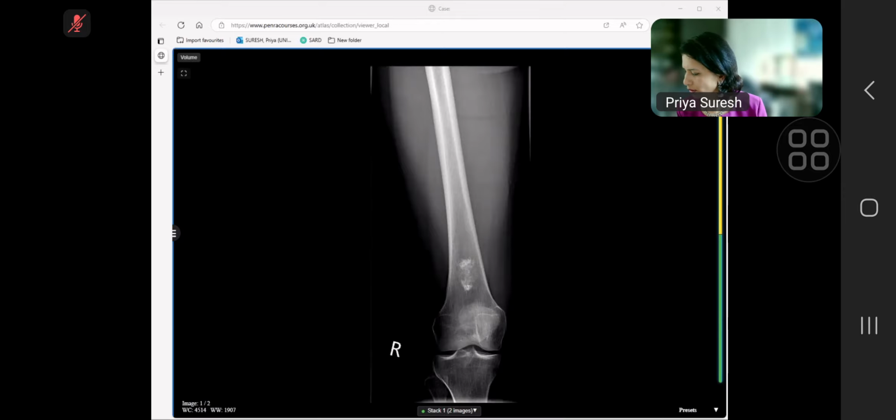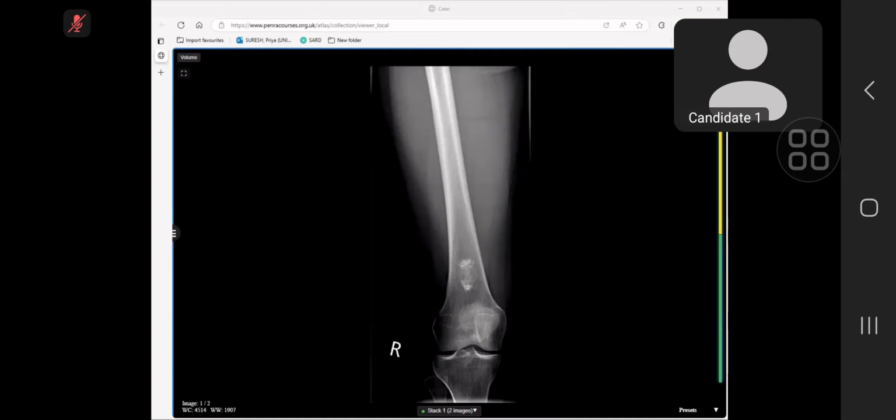So this is a patient who is known to have, the given history is, multicentric lobular carcinoma of the left breast, and is now coming with some knee pain.